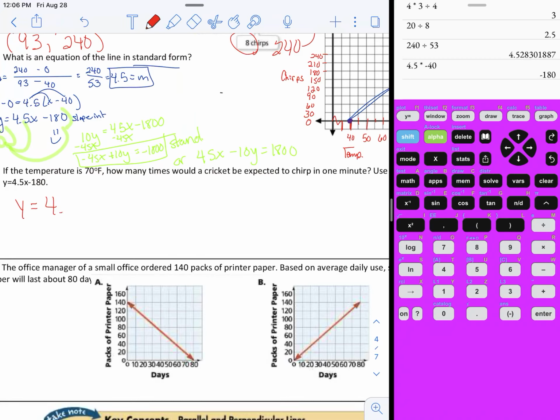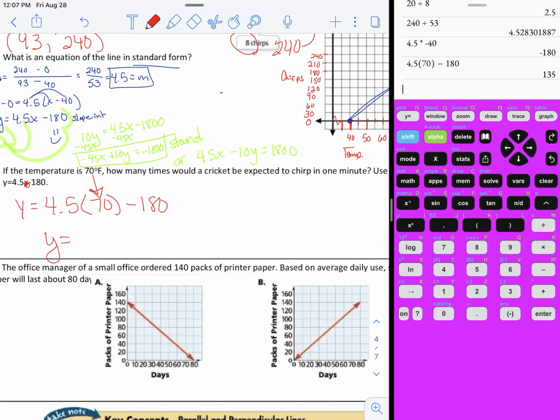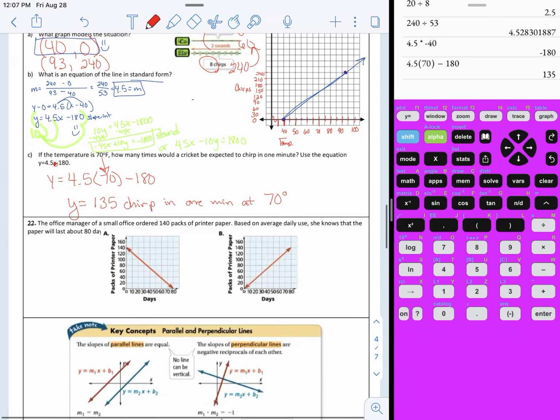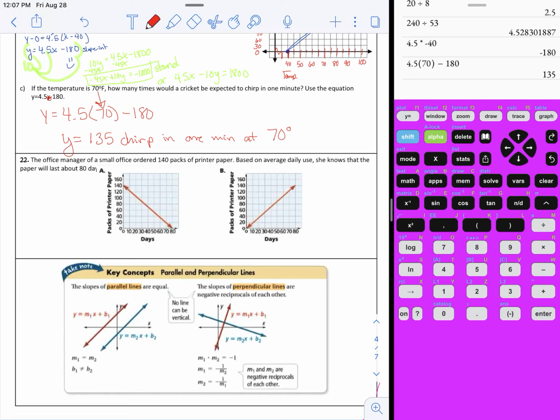So that would be y equals 4.5. I tell my own jokes, and just so you know, I laugh at myself. You plug 70 in for x because x was temperature. See how I took this x and I made it 70? And now we take our handy dandy calculator, and it's 135. So we say y equals 135, and this is how many times it would chirp in 1 minute at, that was cute, 70 degrees.